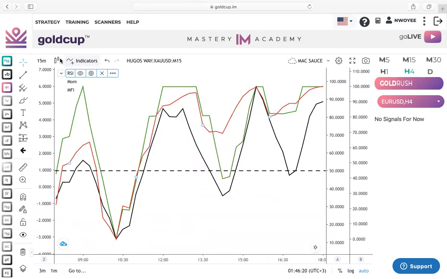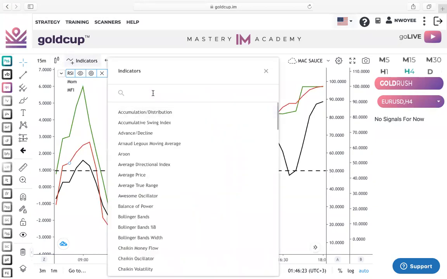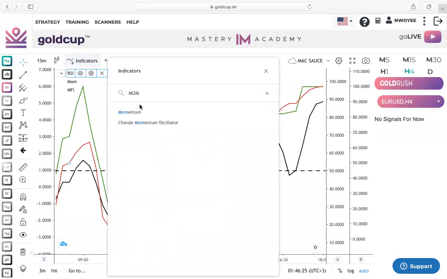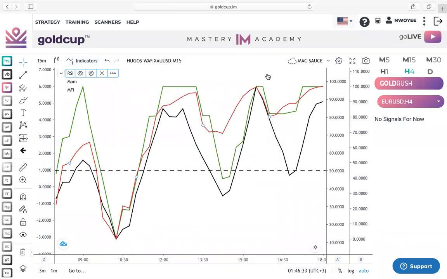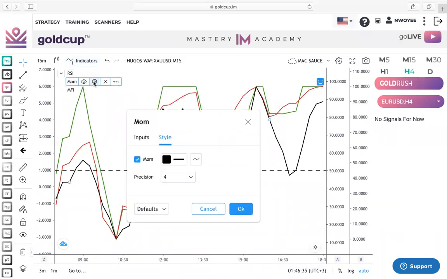Now, the next one we're gonna add is something called momentum. You can type mom, and it brings that up, momentum. So you're gonna click on momentum and add it. And then you come over here, come to the settings. Input for the momentum is length 5, and the source is close. Length is 5, source is close, okay?